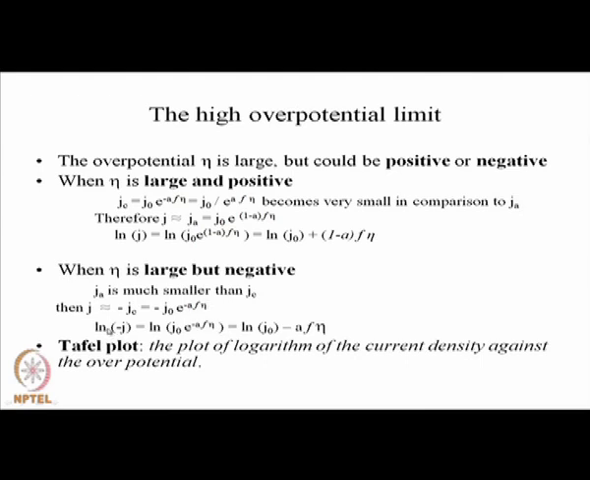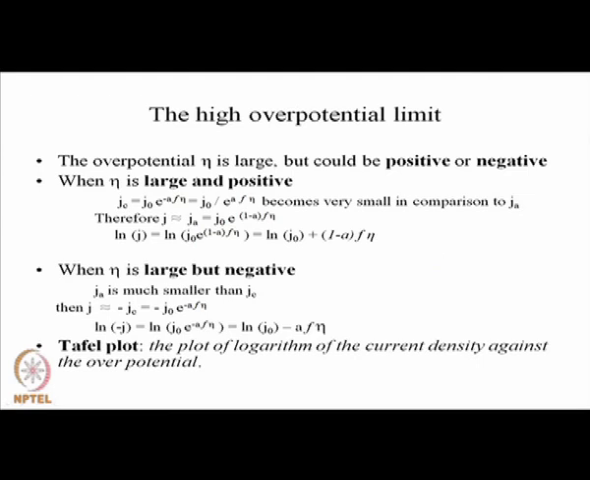If you again take ln, taking a negative sign means it is not a logarithm of a negative quantity, but basically ln j. So ln j = ln j0 − A f η. Here you have seen that when it is large and positive, it is (1 − A) f η, but here it is −A f η.